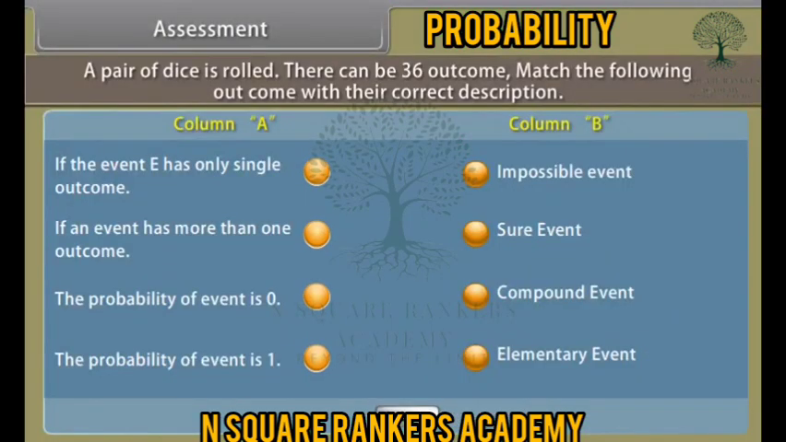Assessment. Before proceeding further, let us know how much you have learned. A pair of dice is rolled. There can be 36 outcomes. Match the following outcomes with their correct description.